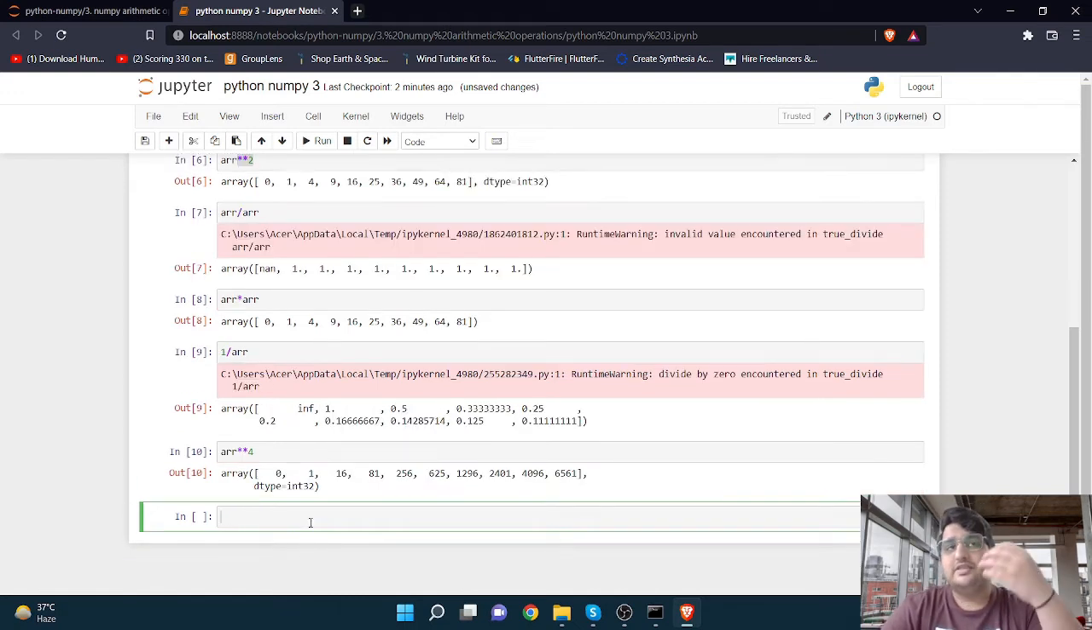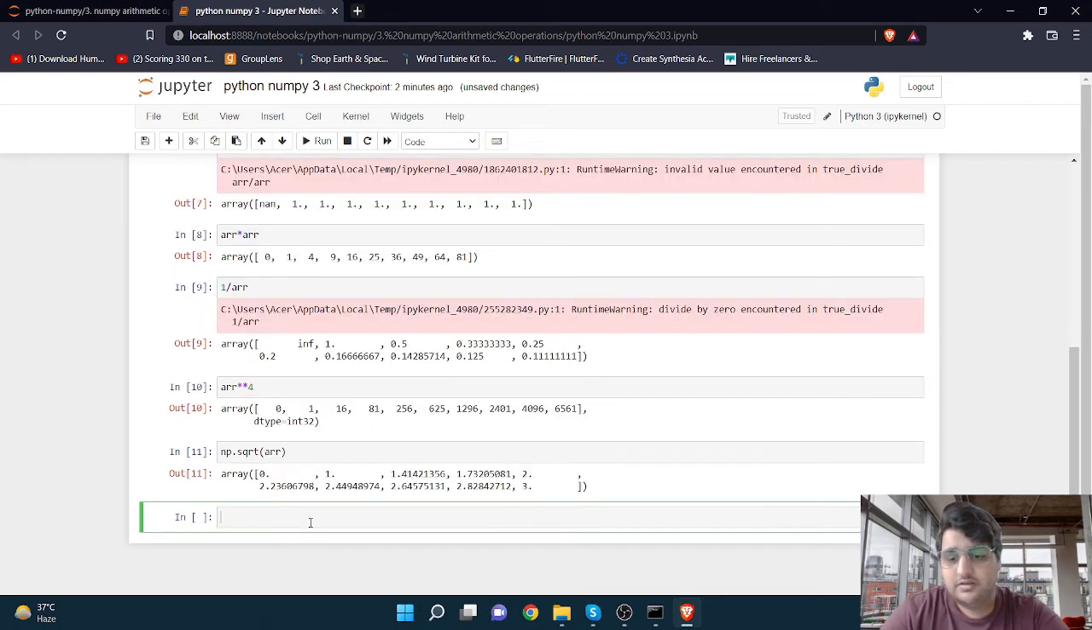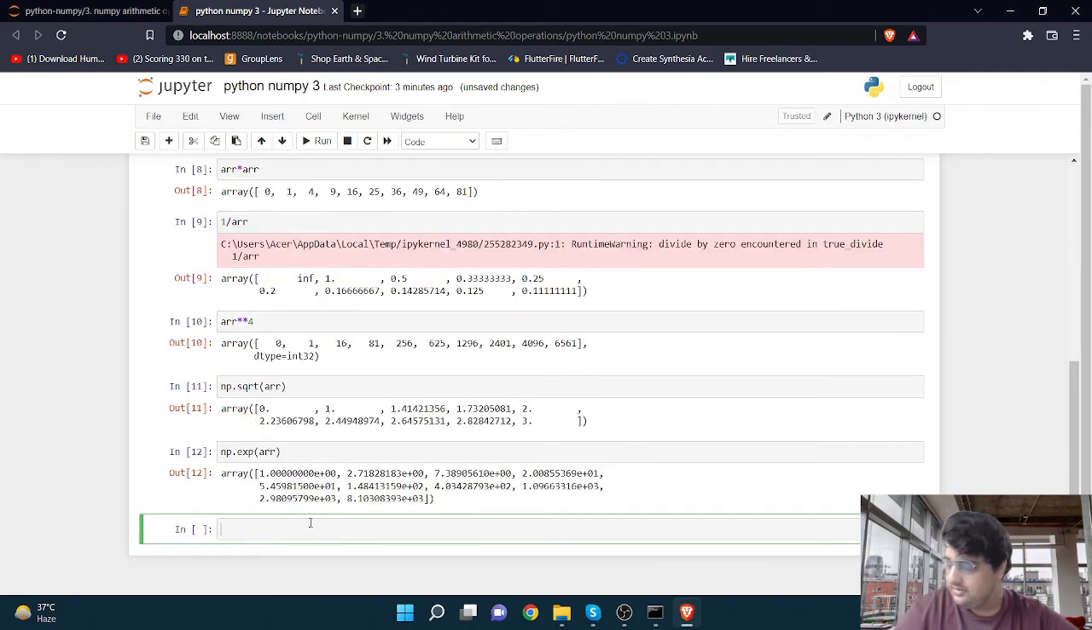Alright. And then there are some other methods for arithmetic and some other expressions. For example, we can take a square root of all the values in an array. So np.sqrt is the function name, and then you put in the parentheses the name of the array. As you can see, we take the square root of all those values. We can also take the exponent of those values. So np.exp, then in the parentheses arr. Again, this is easy.